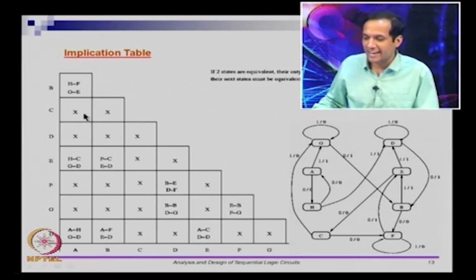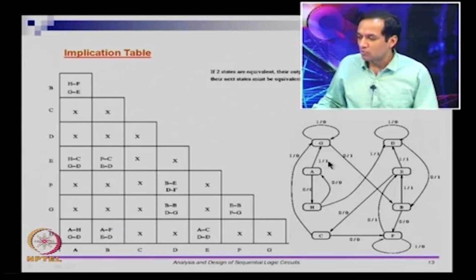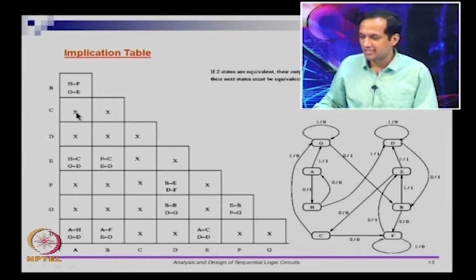Now let us go and look at the outputs. A on a 0 produces 0, A on a 1 produces 1. Let us go and look at C. C on a 1 produces 0, and C on a 0 produces 0. So it looks like for A and C on the 0 transition, if you have input 0, the output is 0, but when input is 1, A will produce an output of 1, C will produce an output of 0. This means A and C can never be equivalent. So you put an X here.